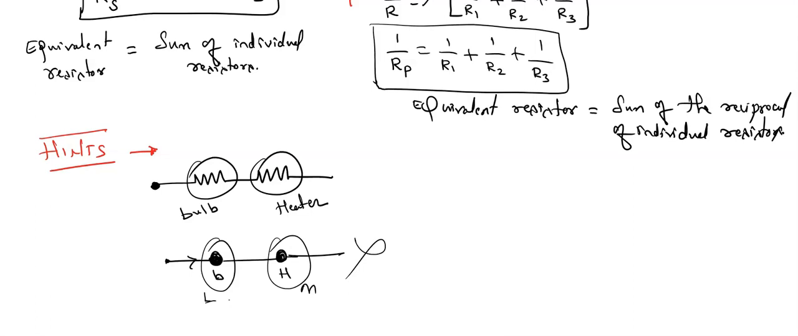Is it possible that you can connect bulb and heater in series? That is what we call it if you connect them adjacent to each other.